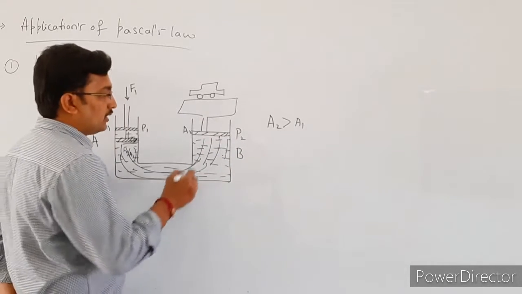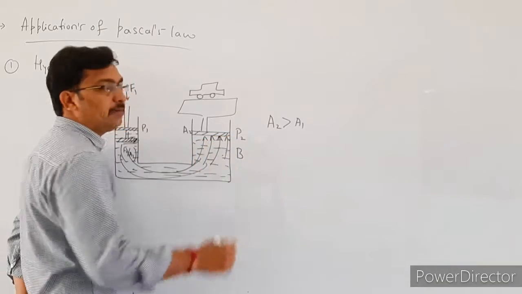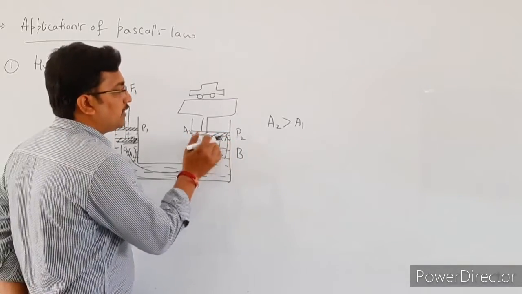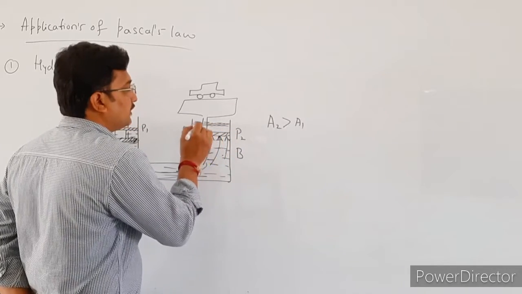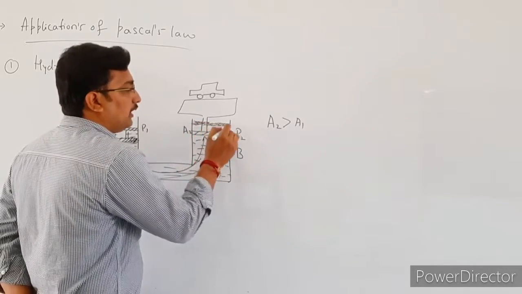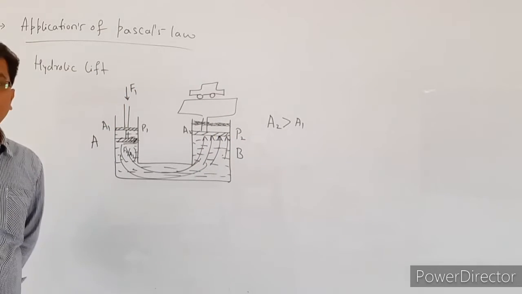Afterwards, this fluid exerts a pressure on the piston P2. Due to that pressure, this piston moves in an upward direction. So this is the working of a hydraulic lift.